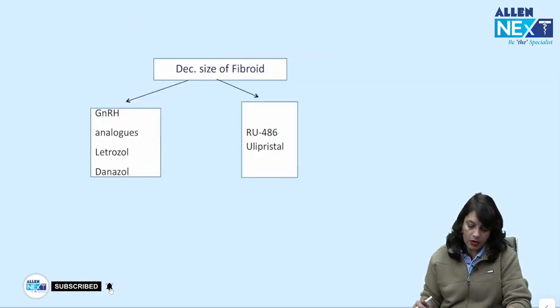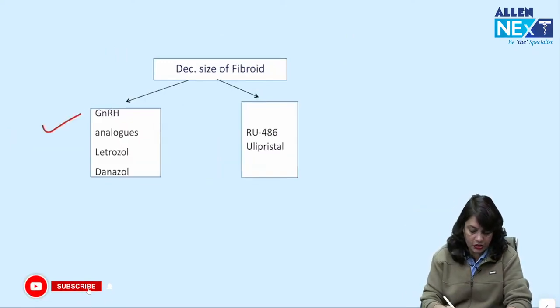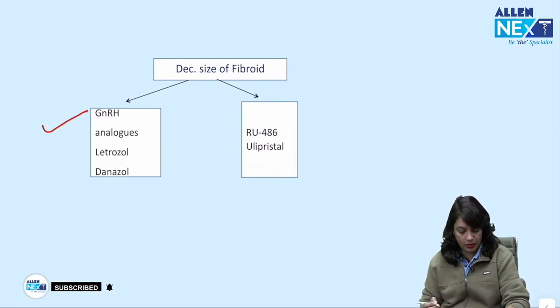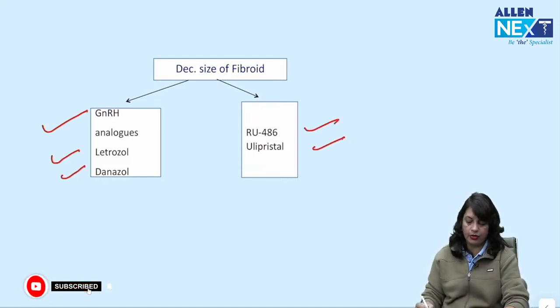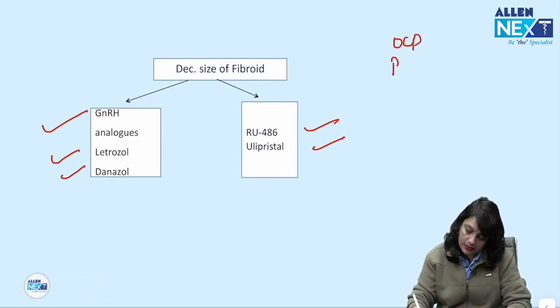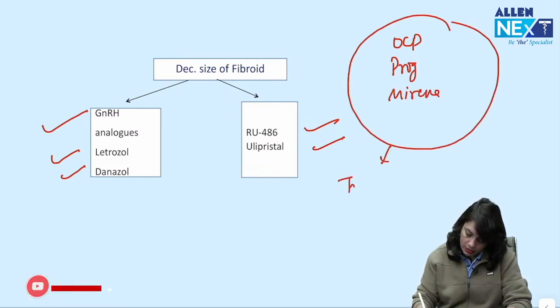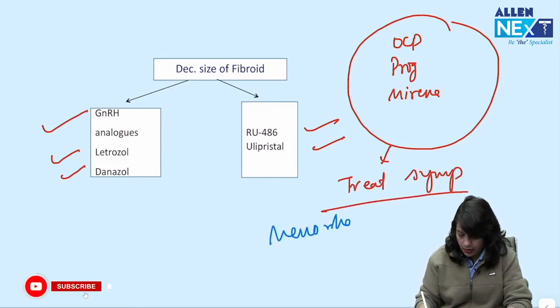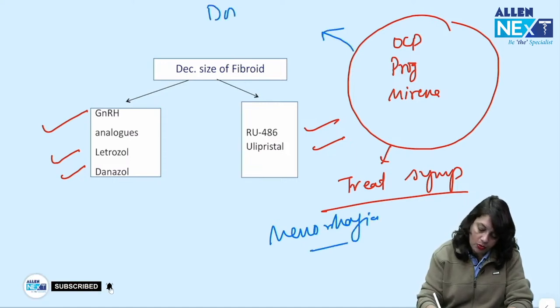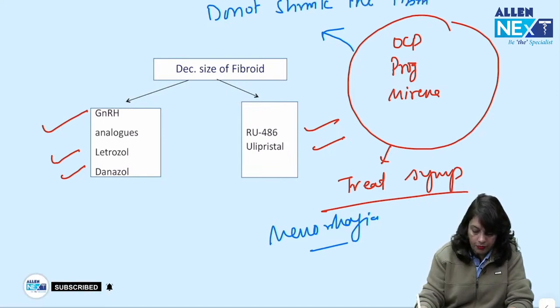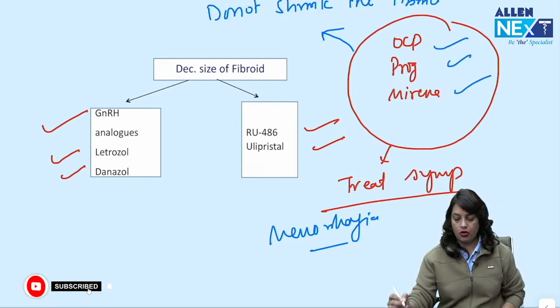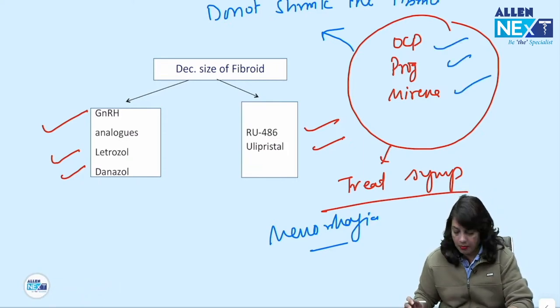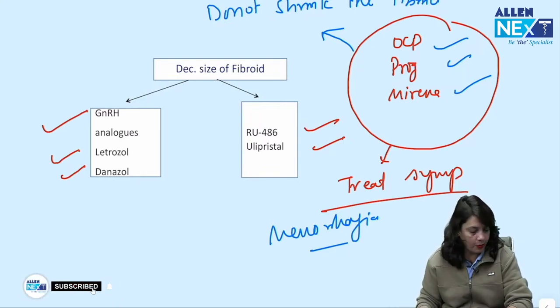Okay. Next, what are the drugs that decrease the size of fibroid? It is GnRH analogues, that is agonist, antagonist, letrozole, danazol, RU486 and ulipristal. Mind it, OCPs, progesterone, Mirena are given to treat the symptoms of menorrhagia, but they do not shrink the size of the fibroid.